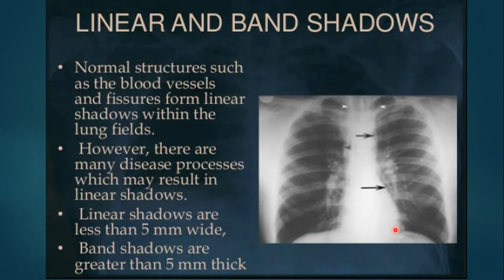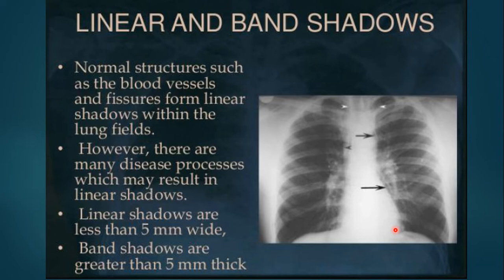Now, what about the linear and the band shadows? Sometimes we see linear shadows in the chest x-ray. What does that mean? First of all, the term linear is slightly different from the term band shadows. Linear shadows are less than 5 millimeters in width, while bands are usually thicker, more than 5 mm.